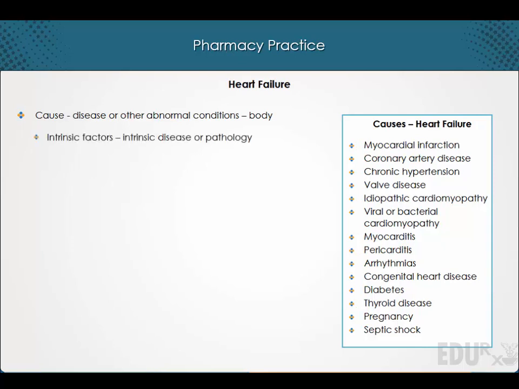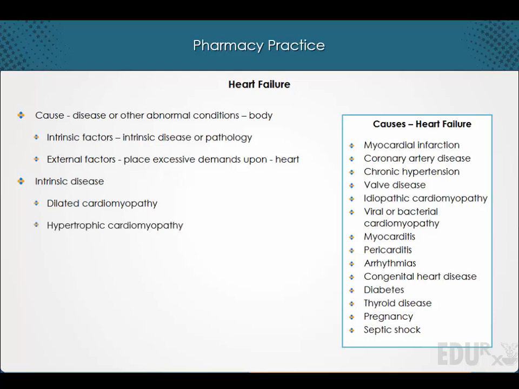Heart failure can be caused by factors originating from within the heart, that is intrinsic disease or pathology, or from external factors that place excessive demands upon the heart. Intrinsic disease includes conditions such as dilated cardiomyopathy and hypertrophic cardiomyopathy.